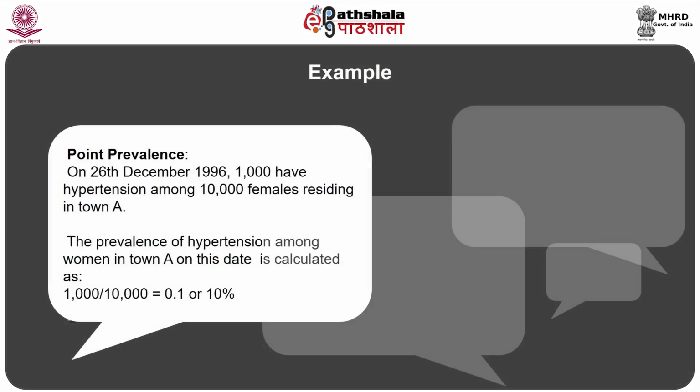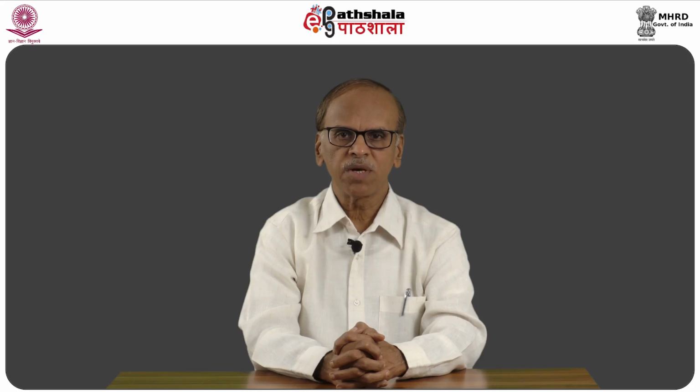Example, point prevalence. On 26 December 1996, 1000 have hypertension among 10,000 families residing in town A. The prevalence of hypertension among women in town A on this date is calculated as 1000 divided by 10,000 equals 0.1 or 10%. Relationship between prevalence and incidence.